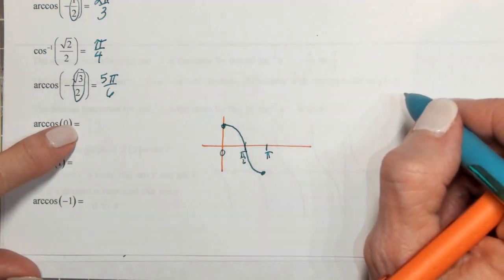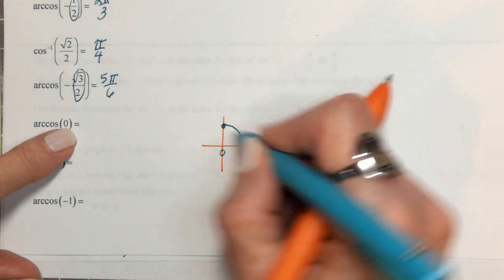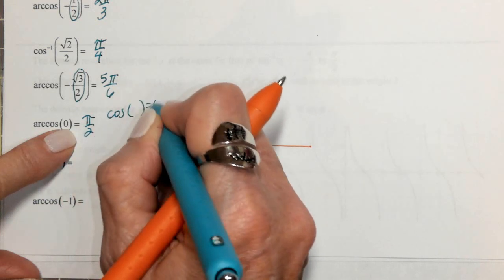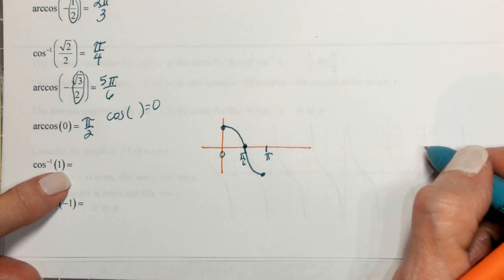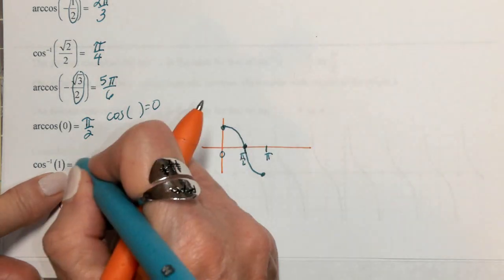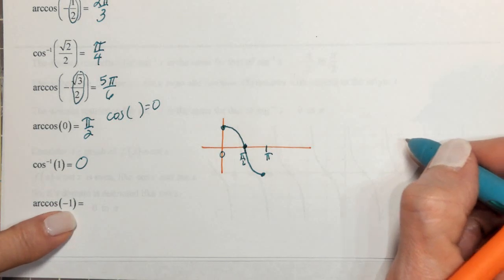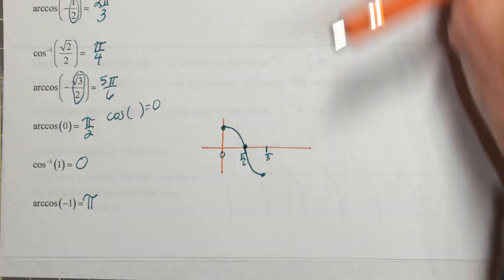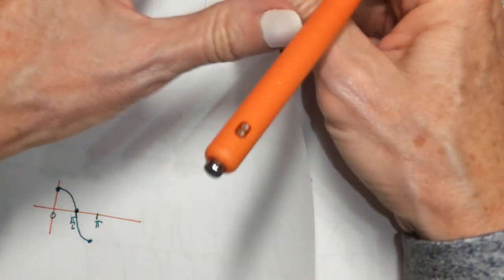So where is cosine 0? Cosine is 0 at pi over 2. So I'm asking myself, cosine of what is 0? Pi over 2. Cosine of what is 1? Well, cosine of 0 is 1. Cosine of what is negative 1? Cosine of pi is negative 1. So that is arc sine and arc cosine. Let's take a look at arc tangent.